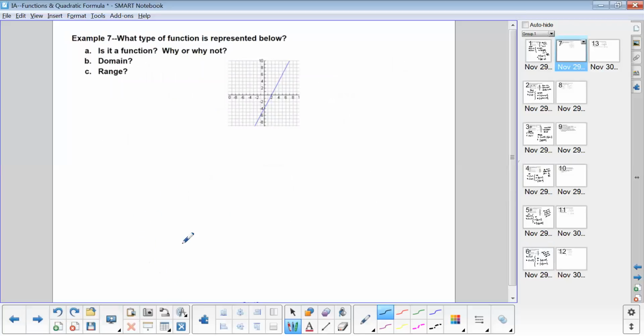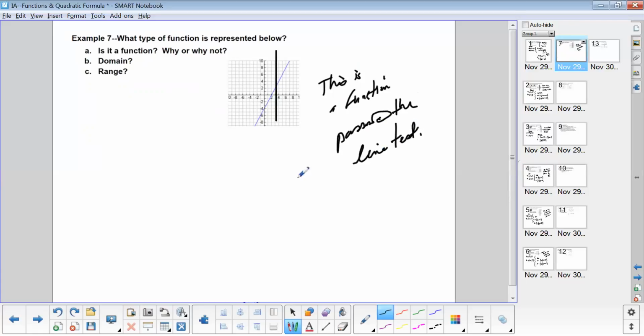And one more with our graph, finding domain and range. It does pass the line test. This is a function. It's a linear model. So this is a function because it passes the line test.